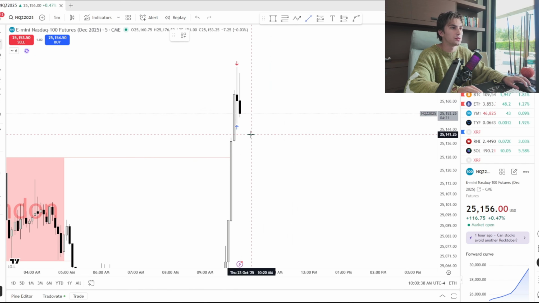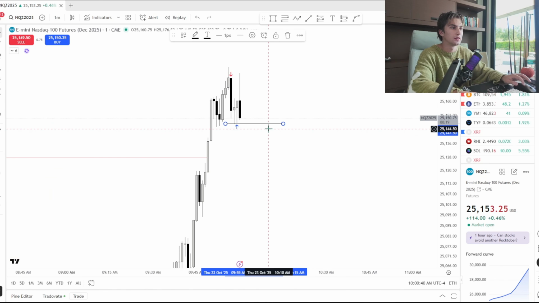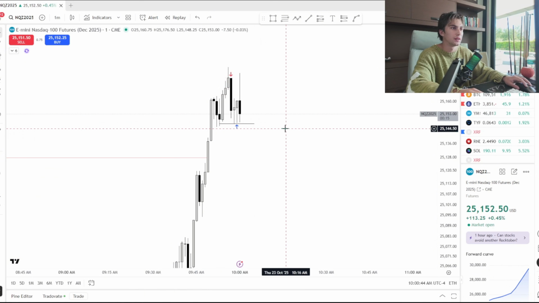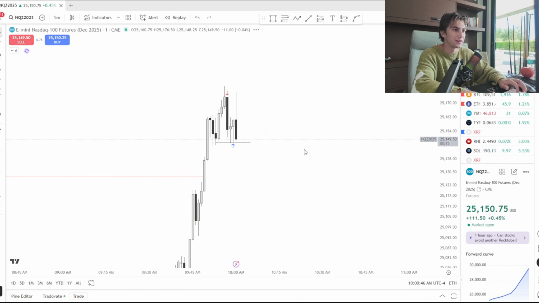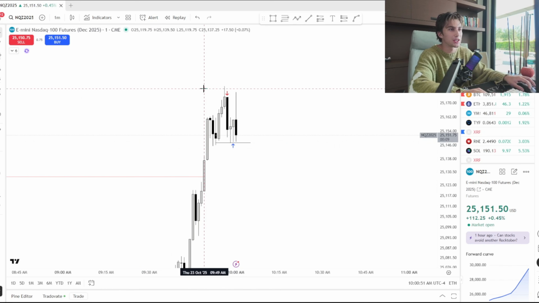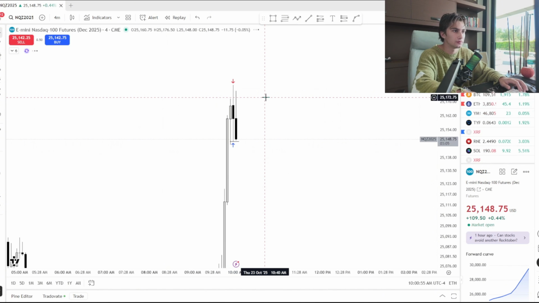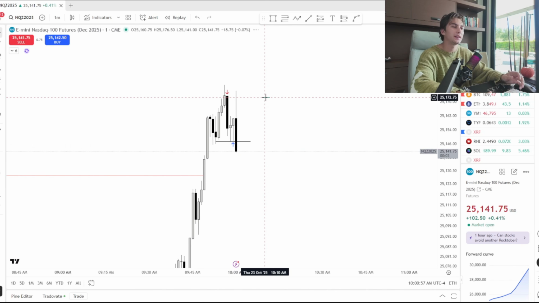Oh, now we have this new 5 minute here. This just opened up. Oh, now price is gonna dump. I see how it is. Maybe it wasn't a beautiful break even. Well, my stop loss was here, so I got cooked. Oh man, that's bullshit.